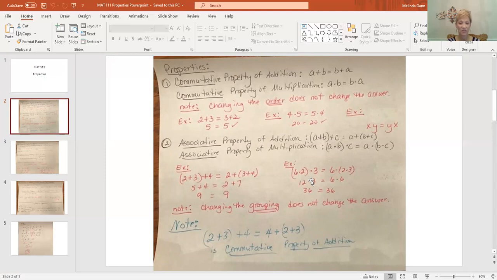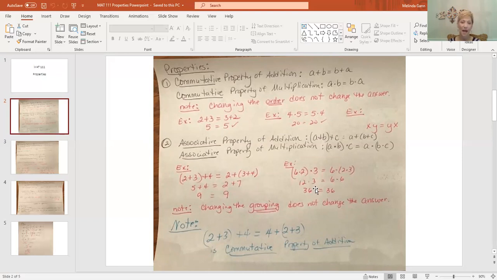Similarly on multiplication, I've got to multiply the 6 and the 2 first and get 12, and then 12 times the remaining 3 is 36. On the right side, because I've got to do parentheses first, I say 2 times 3 is 6, and then 6 times this first 6 also gives me 36. So I can change the grouping without changing the answer.